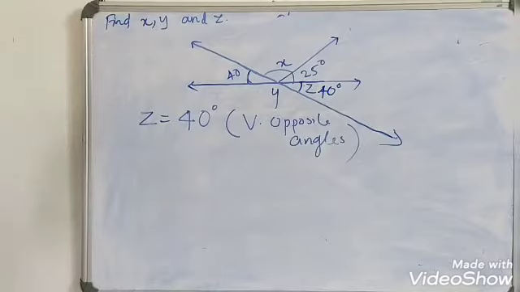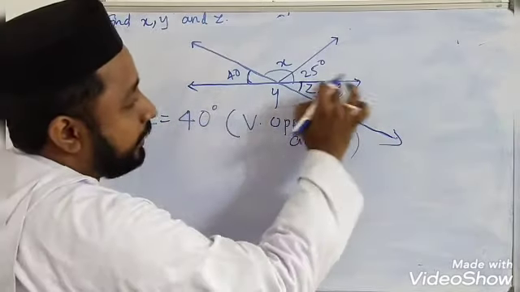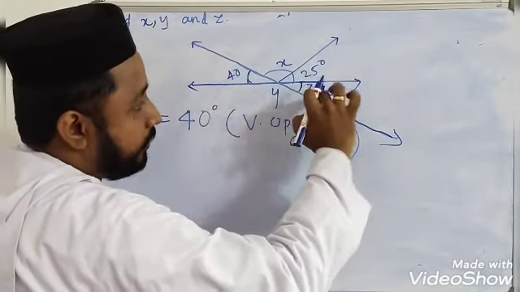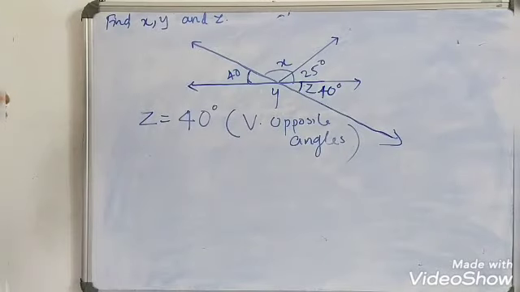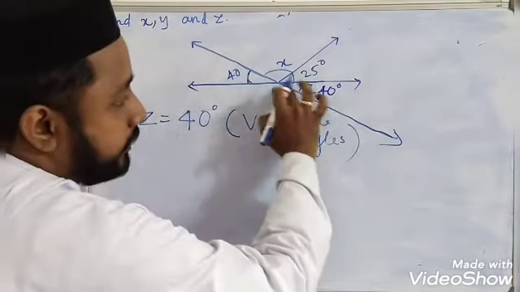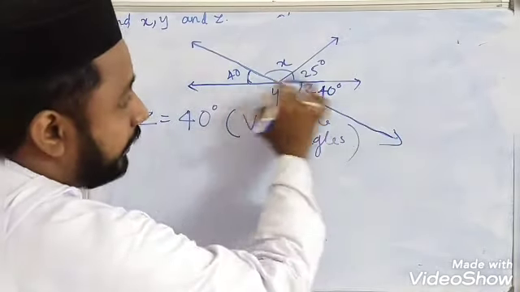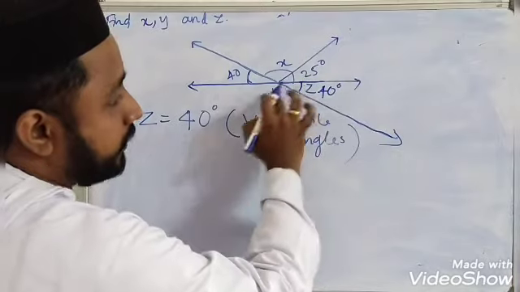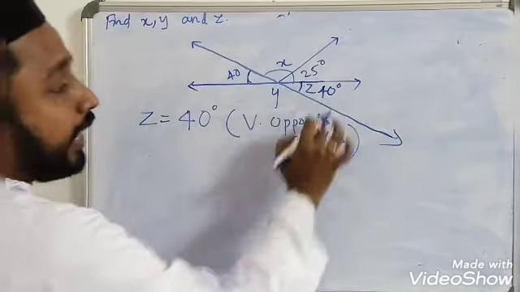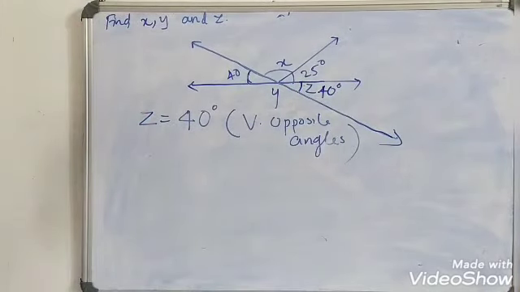When we have got Z, look at here, a line, then 40 and Y. This is the line, and this is the common arm. The other non-common arms are in opposite directions. So Y and 40 are linear pairs.